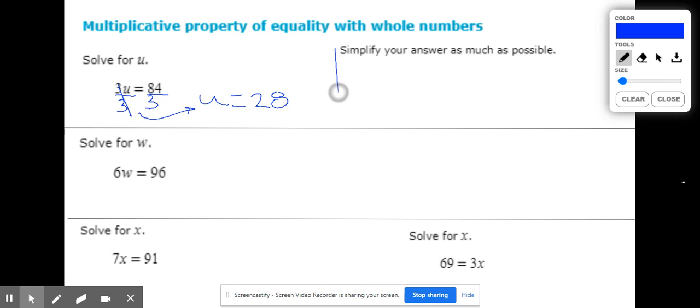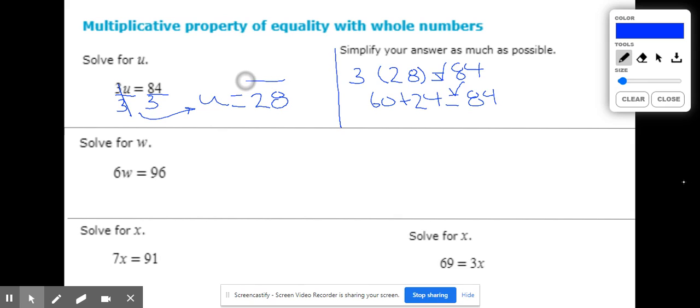And let's check our answers to be good math students. If u is equal to 28, then that means that 3 times 28 is equal to 84. Is that true? Well, 3 times 20 is 60, and 3 times 8 is 24. So yes, 60 plus 24 is in fact equal to 84. So therefore, this is our correct solution.